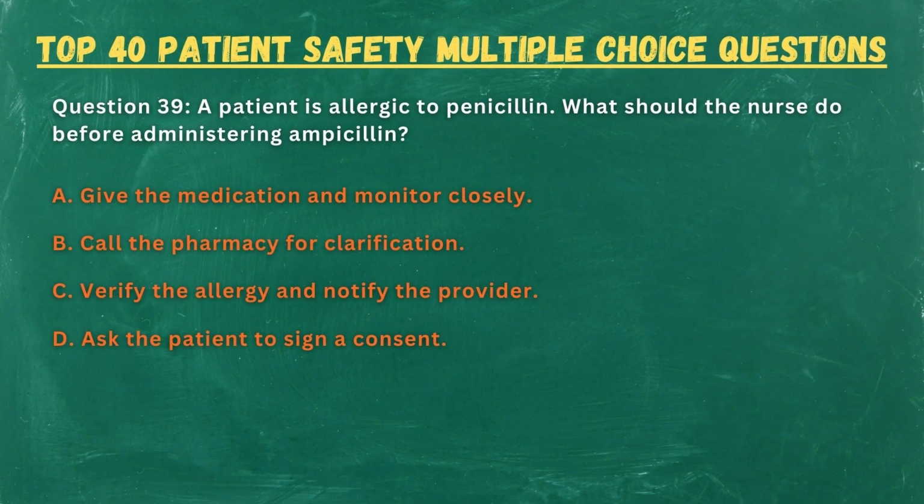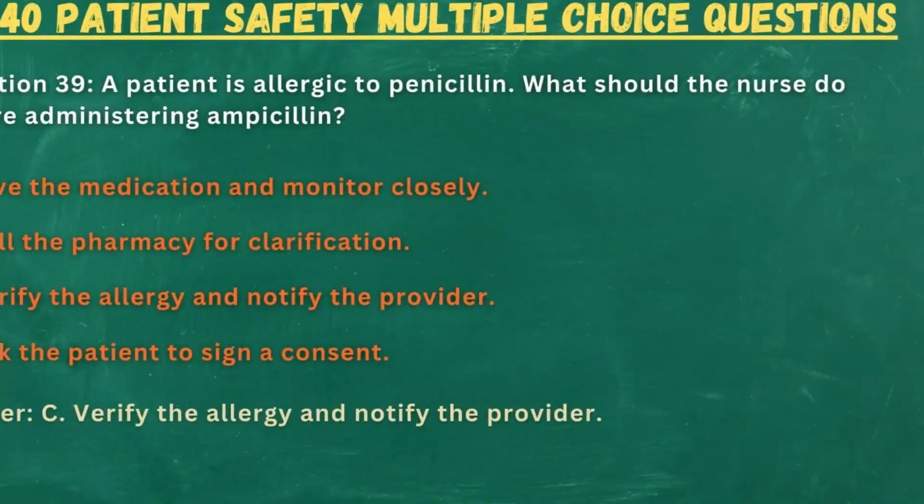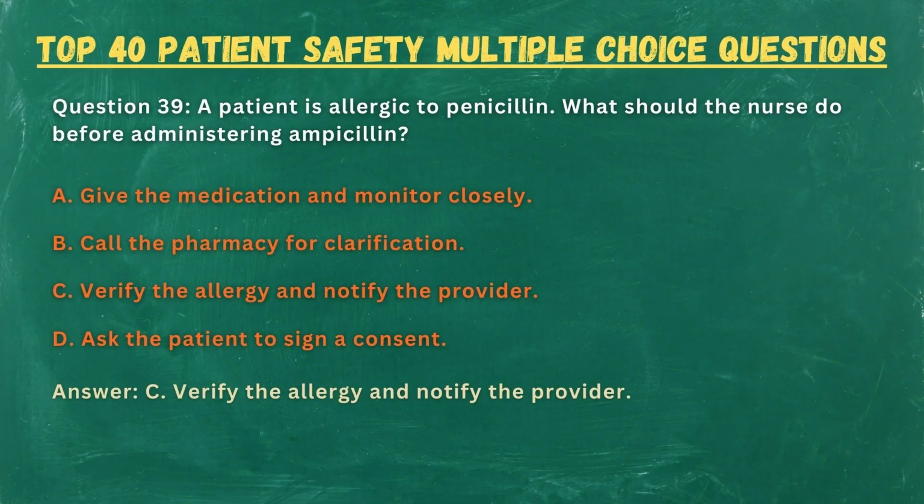Question 39. A patient is allergic to penicillin. What should the nurse do before administering ampicillin? A. Give the medication and monitor closely. B. Call the pharmacy for clarification. C. Verify the allergy and notify the provider. D. Ask the patient to sign a consent. Answer. C. Verify the allergy and notify the provider.